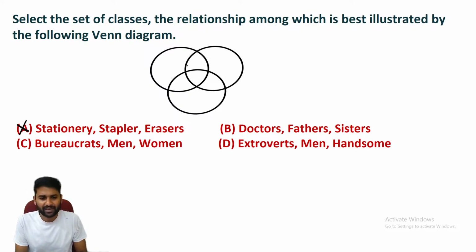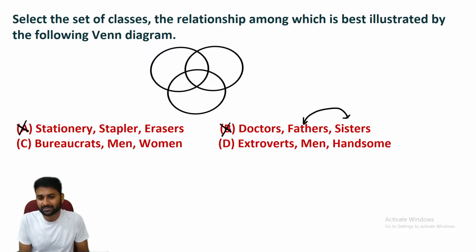The reason for C: we cannot say that some of the staplers cannot be erasers. See, there is a common intersection, which means you have to define this as stationery, stapler and eraser. This is not at all possible. Let's go through the doctors. See, some doctors can be a father, some doctors can be a sister, but father and sister we cannot place into the same circle. That's why B is also not suitable.